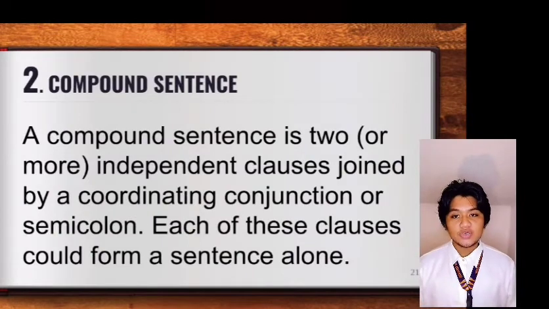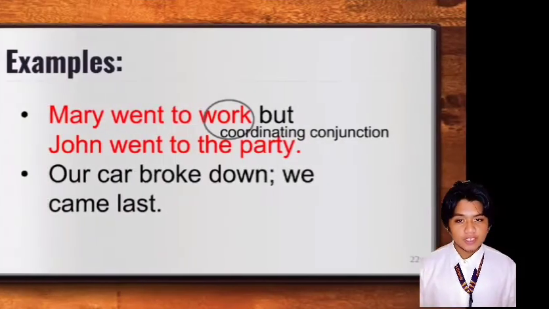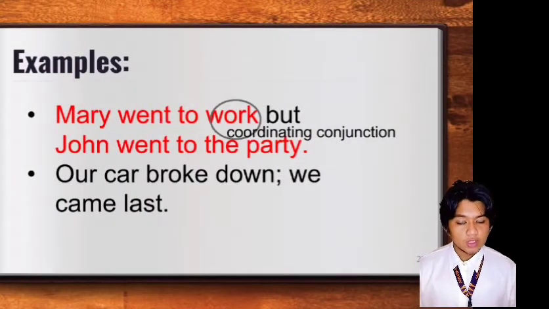Next up is the compound sentence. Now, a compound sentence is two or more independent clauses joined by a conjunction or semicolon. Each of these clauses could form a sentence alone. Example: Mary went to work, but John went to the party. Our car broke down; we came last.